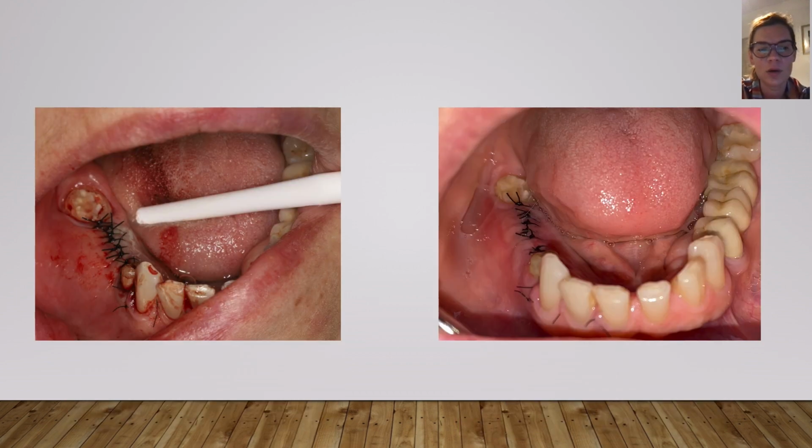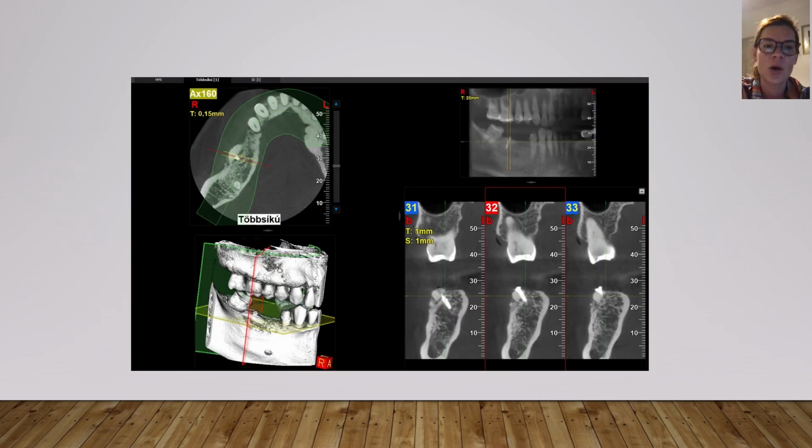Here you could see the closure of the wound immediately after the surgery, and 1 week after. The healing of the wound was excellent, and there was no flap dehiscence. We waited for half a year for the regeneration of the bone. We made another CT scan, and right now you could see that the alveolar ridge is very wide, and I am able to place the implant into the correct angle to reach a very good load of it.